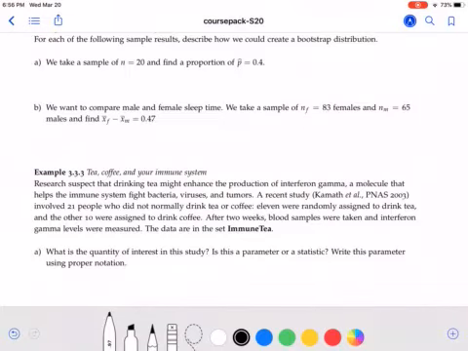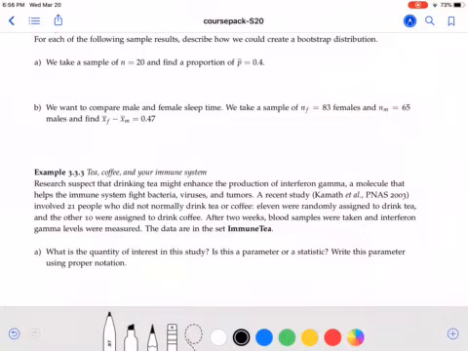After 2 weeks, they had blood samples taken and measured their interferon gamma levels. The data set is obtained in StatKey and called ImmuneT. So we're asked first, what's the quantity we're interested in this study? And to write it with proper notation, is it a parameter or a statistic?